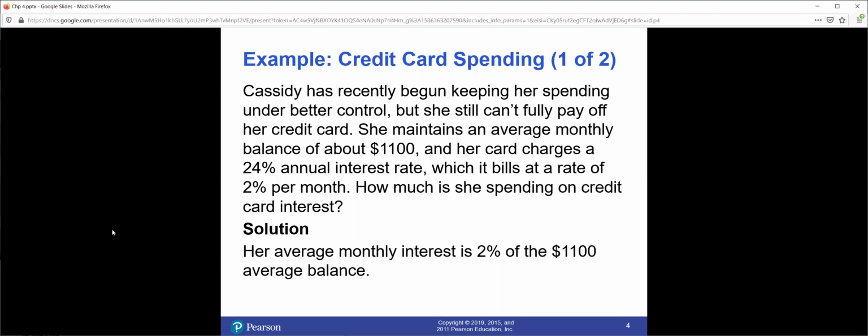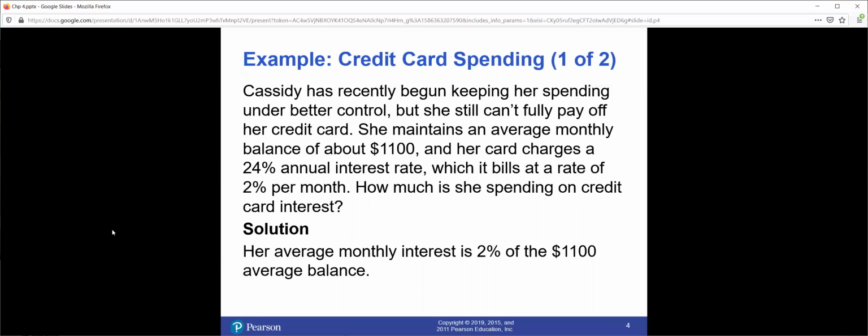Cassidy has recently begun keeping her spending under better control, but she still can't fully pay off her credit card. She maintains an average monthly balance of about $1,100, and her card charges a 24% annual interest rate, which it bills at a rate of 2% a month. Sorry, 2% a month, not $2. How much is she spending on credit card interest?